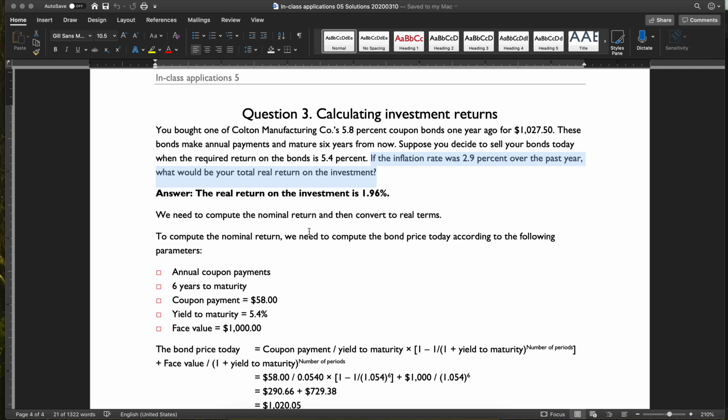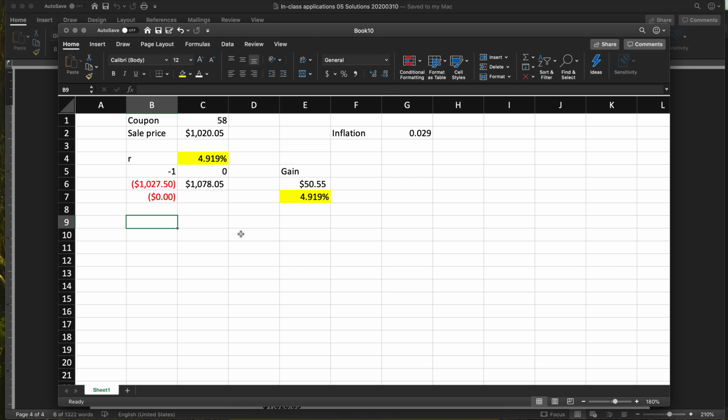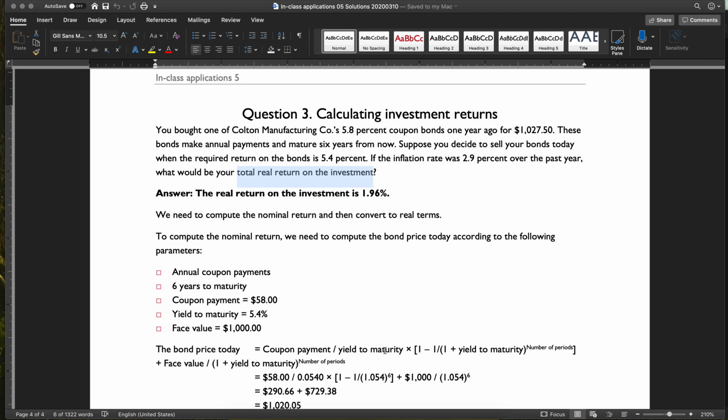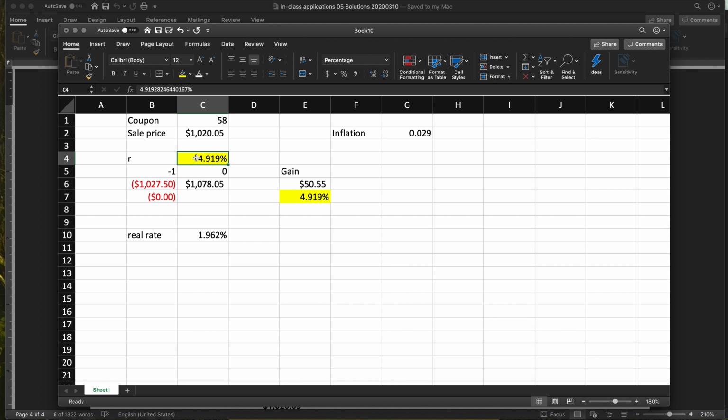is what is the total real return on your investment. And whatever interest rate you want to use, you can use them both because they are the same. To get the real rate, you're going to do 1 plus your gain divided by 1 plus your inflation rate, minus 1. Change that to a percent. And 1.962 is exactly what we see here. The punchline on all this is that we thought we got 4.9%, inflation was 2.9%, and so we only got a little under 2% return. The inflation wiped away a lot of our gains.